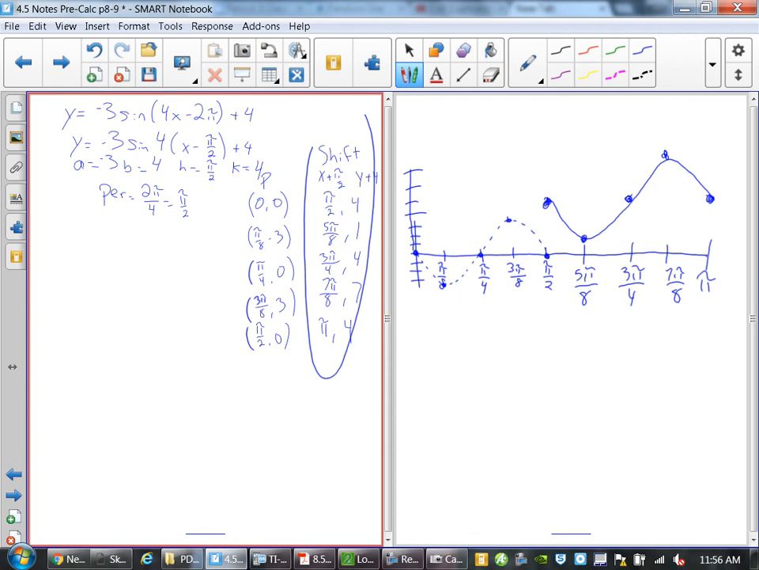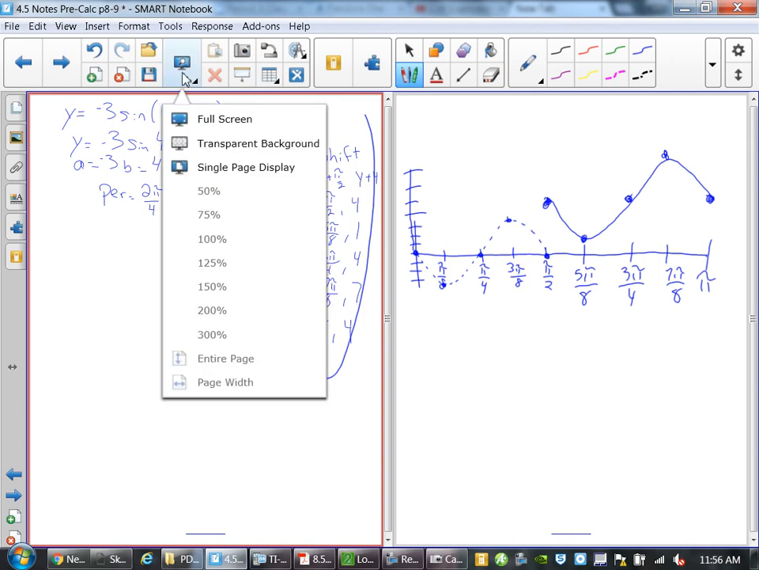Should we do a tangent? Let's go. Alright, let's see.